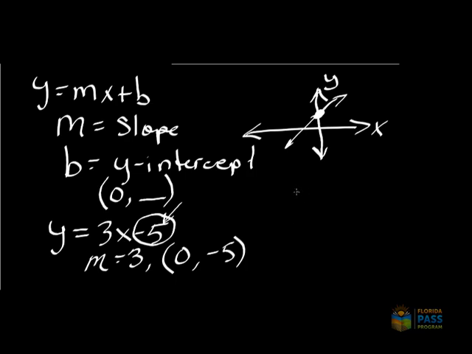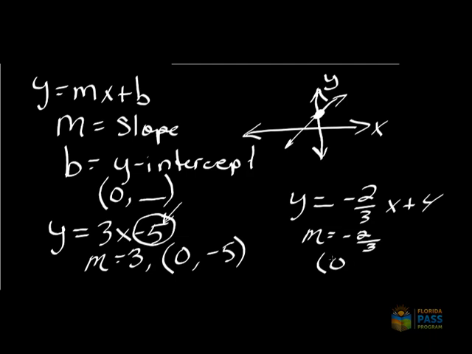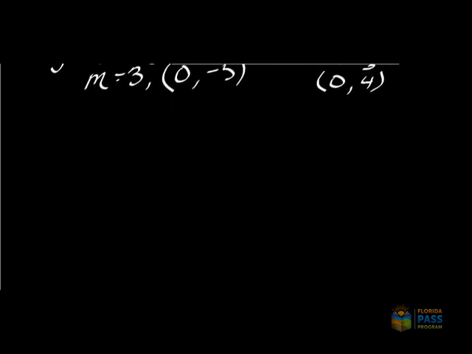Let's look at another example. If I was to give you y equals negative 2 over 3x plus 4, if I want to know what is your slope, in this example, the slope is a fraction, negative 2 over 3. What is your y-intercept? The y-intercept is 0, 4. You don't have to write the plus, just 4. It's a positive 4. Let's do one more example, because what if the equation is not written in slope-intercept form?